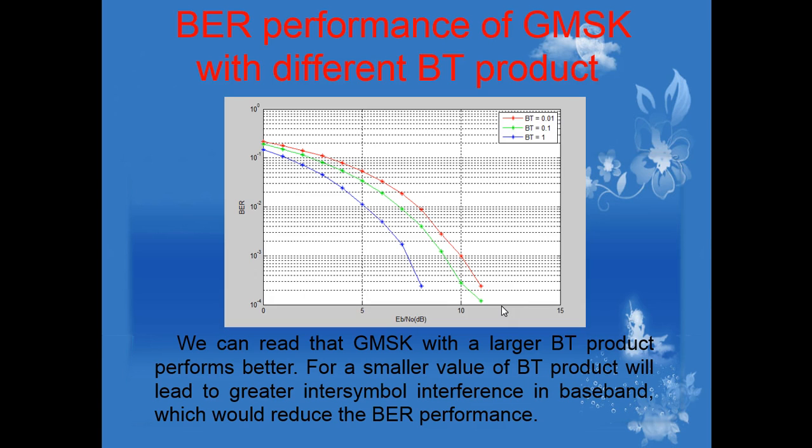This is because a larger BT product performs better in terms of BER, for the reason that a smaller value of BT product will lead to greater inter-symbol interference in baseband, which would reduce the BER performance.